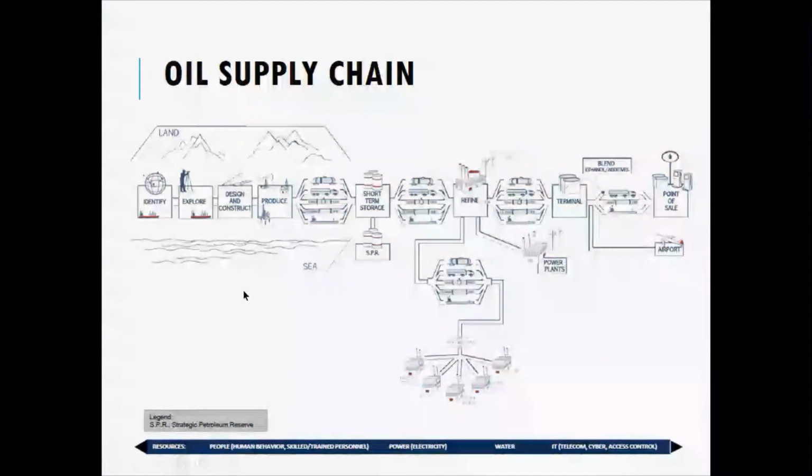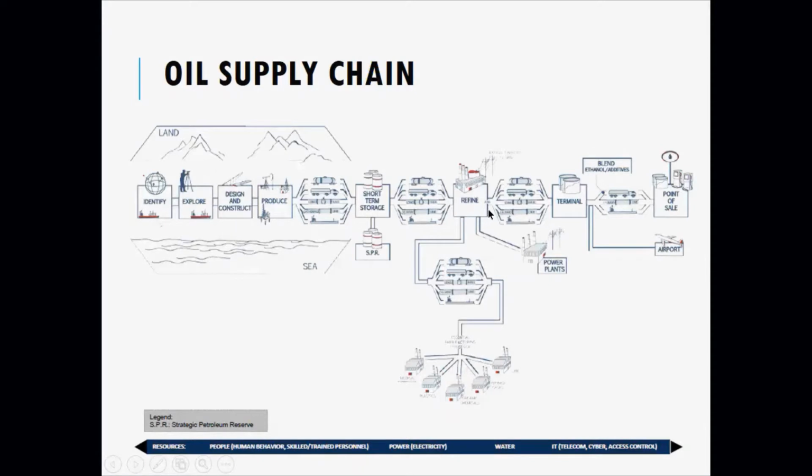Okay. So when they identify it, they do an exploration, then design and construct, then they produce the crude oil, and after that the crude oil is transferred to different terminals. From the terminals, the crude oil is transferred to refineries. After the refinery, different products are formed, and from the refinery, if there are any commercial customers, the transfers will happen.